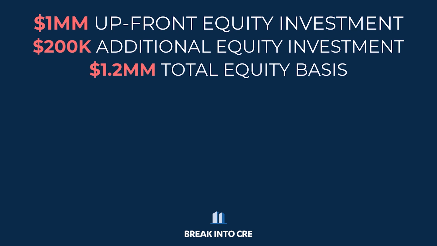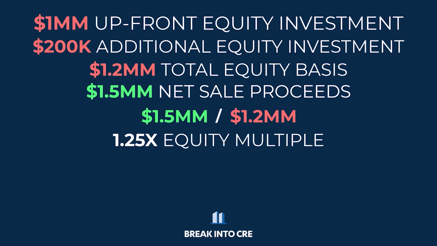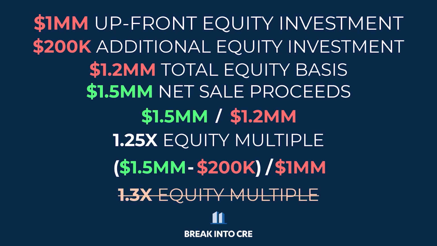And this means that if you turn around and sell the property for $1.5 million at the end of year 2, the equity multiple on the deal would now be calculated by taking that $1.5 million distribution and dividing that not by that initial $1 million equity investment, but instead that new $1.2 million equity basis, resulting in a 1.25x equity multiple, rather than taking the $1.5 million distribution minus the $200,000 equity investment made in year 1, and then dividing that by the initial $1 million equity amount, which would instead result in a 1.3x equity multiple.